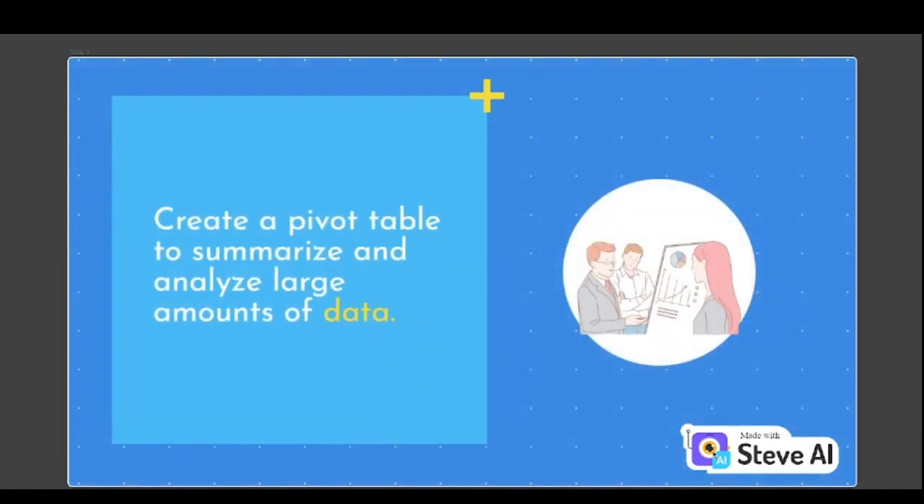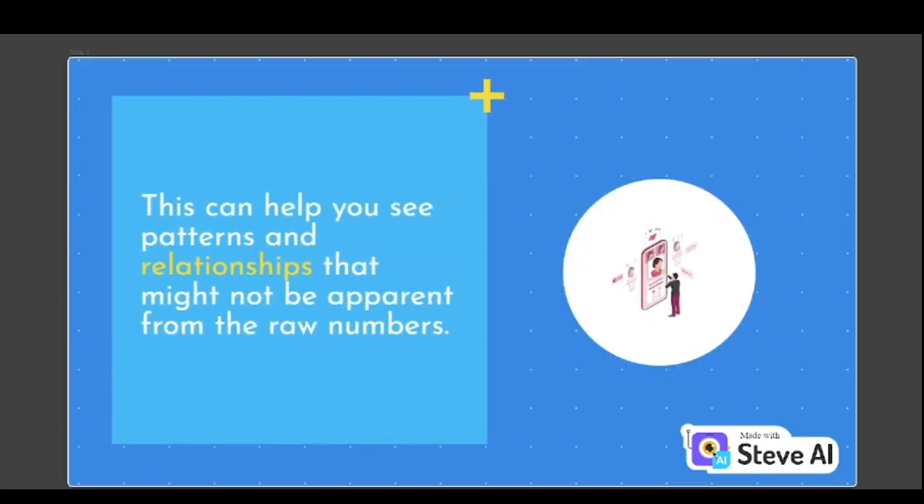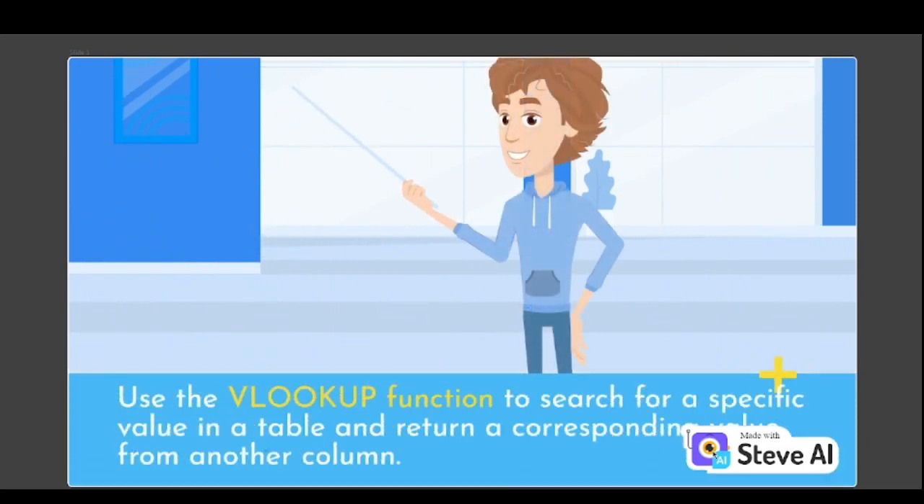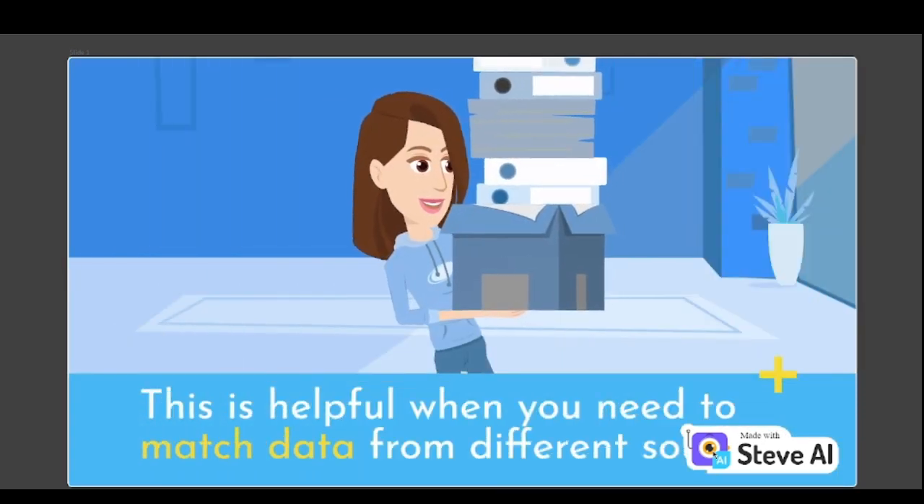Create a pivot table to summarize and analyze large amounts of data. This can help you see patterns and relationships that might not be apparent from the raw numbers. Use the VLOOKUP function to search for a specific value in a table and return a corresponding value from another column. This is helpful when you need to match data from different sources.